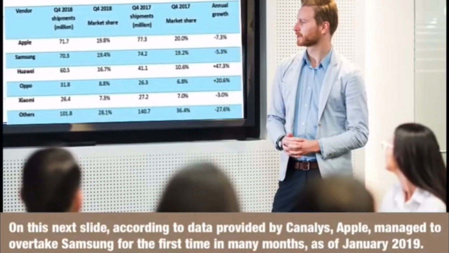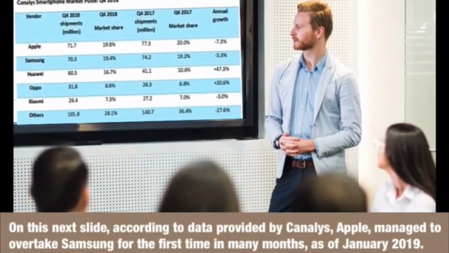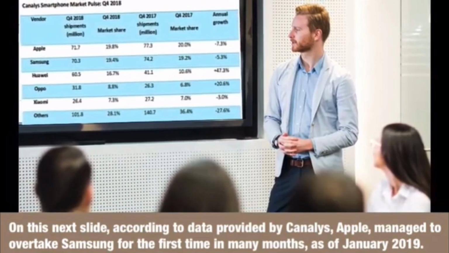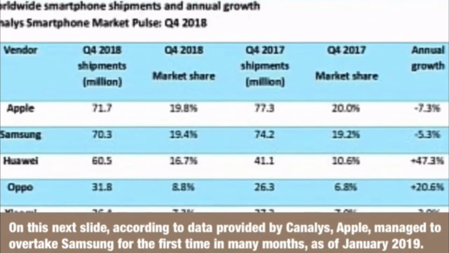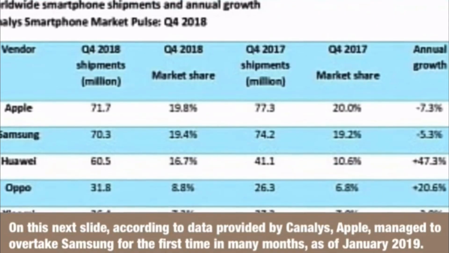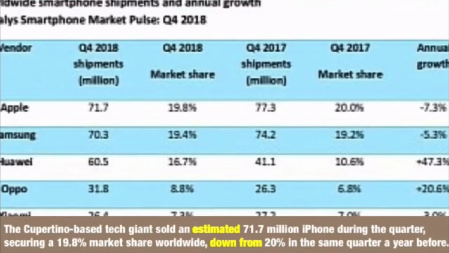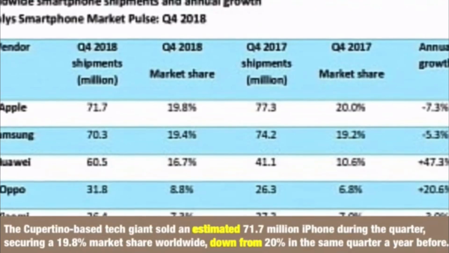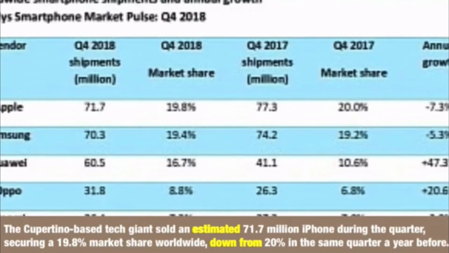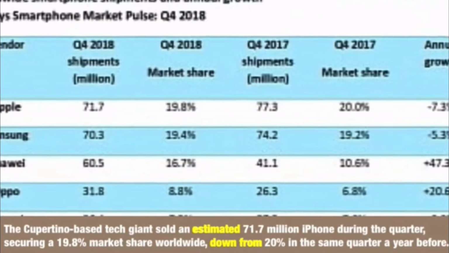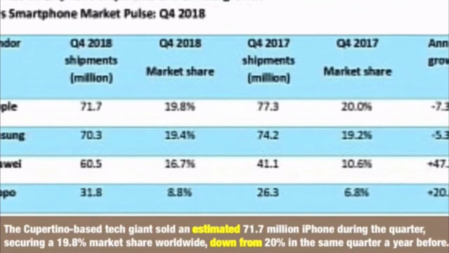On this next slide, according to data provided by Canalys, Apple managed to overtake Samsung for the first time in many months, as of January 2019. The Cupertino-based tech giant sold an estimated 71.7 million iPhones during the quarter, securing a 19.8% market share worldwide, down from 20% in the same quarter a year before.